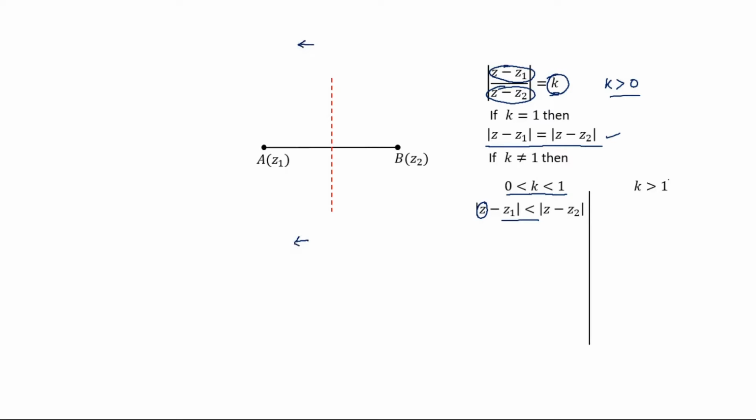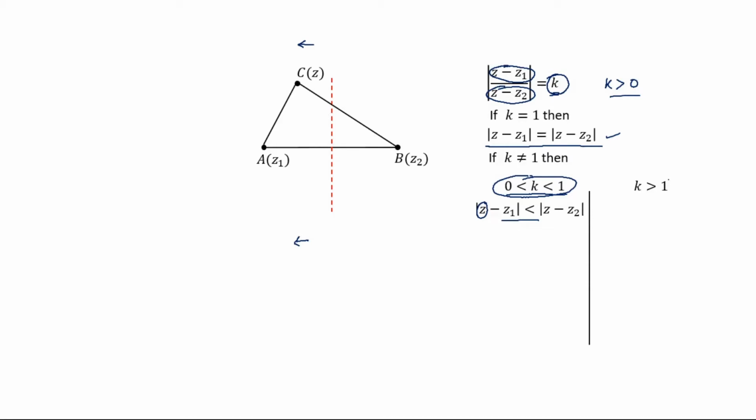Because if it is anywhere in the left hand side of this perpendicular bisector, then the distance AC will be less than the distance BC. That's for sure. Is it clear? Therefore, when k is lying between 0 and 1, the variable point z is lying somewhere in the left hand side of the perpendicular bisector of the line joining z1 and z2.